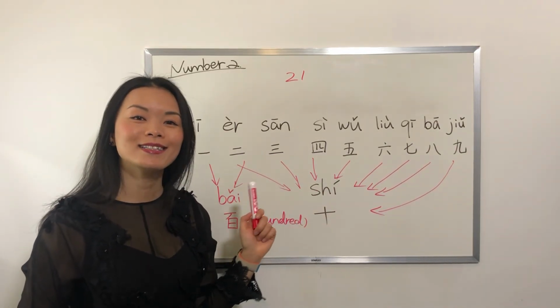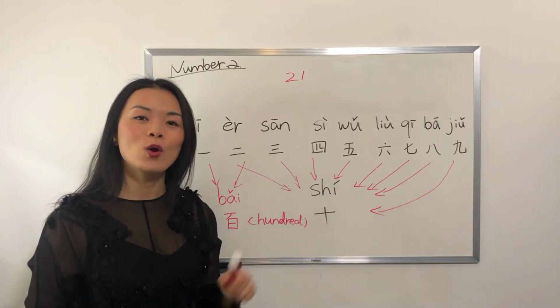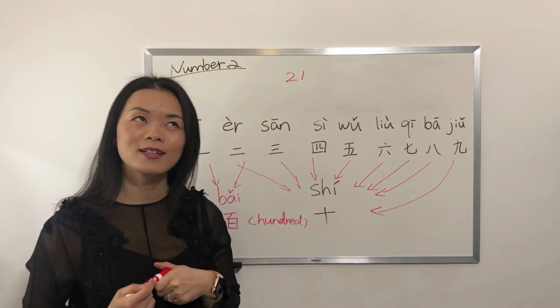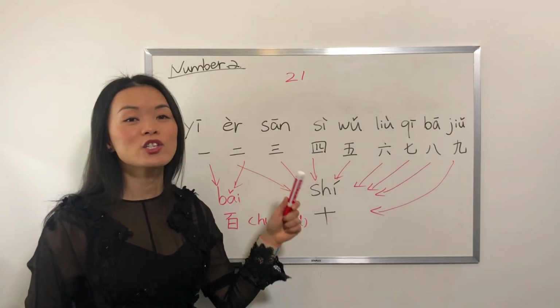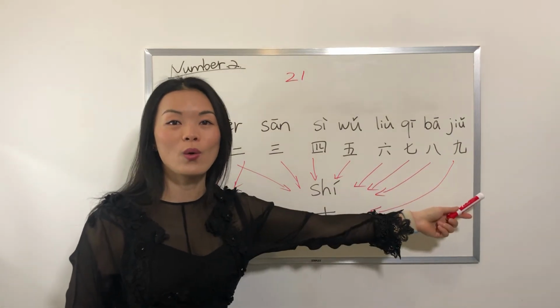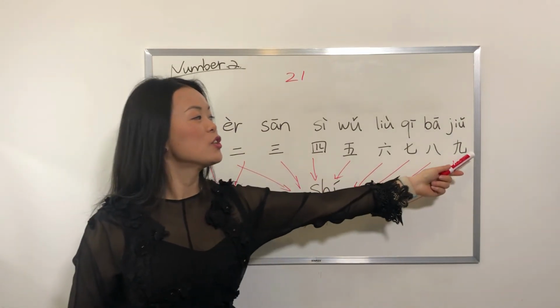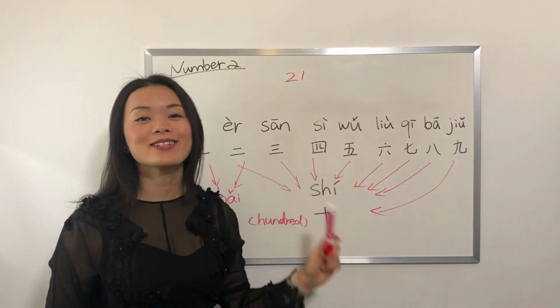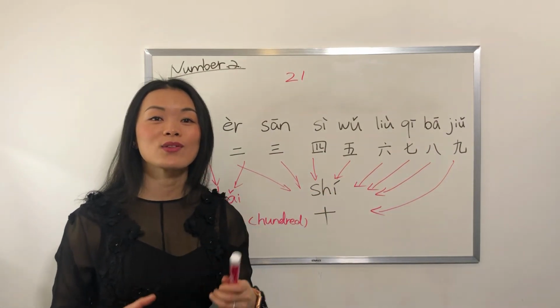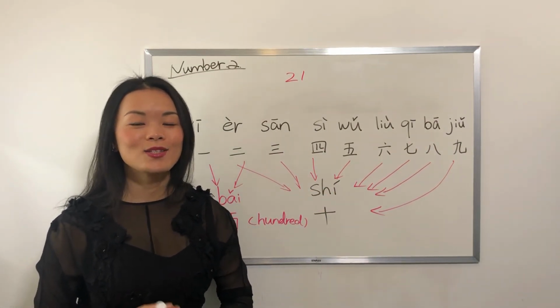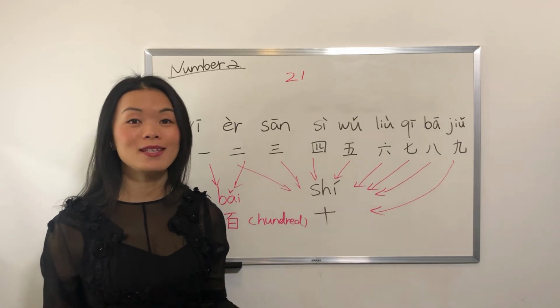What about 32? 32. What about 39? 39. That's 39. That's correct. So as you see, it's very easy, right?